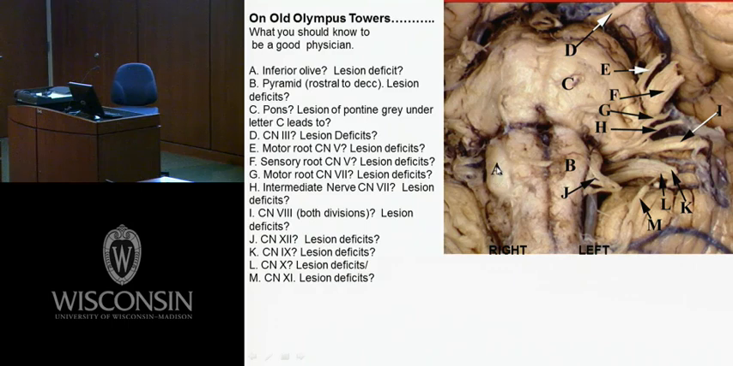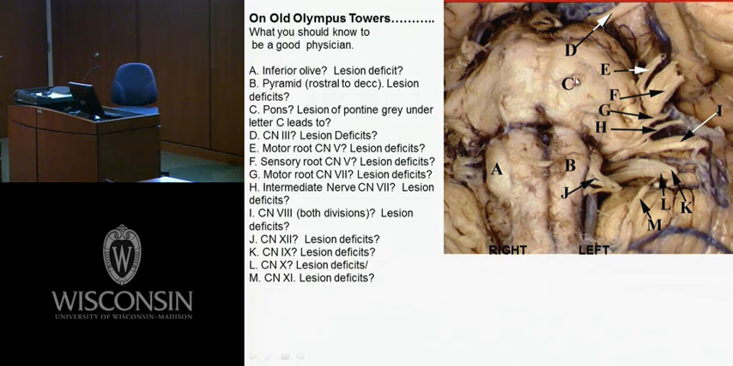Well, I'd say contra. Here's the pyramid. Pyramid right here. And I could ask you, all these corticospinal fibers in here, would you, and then we're rostral to the decussation in the pyramid. So if I said to you, gee, where's your Babinski, ipsi or contra? You'd have to say contra. C is the pons.